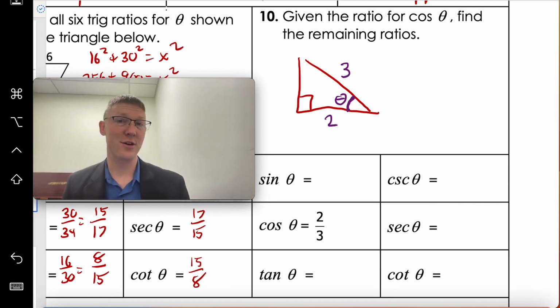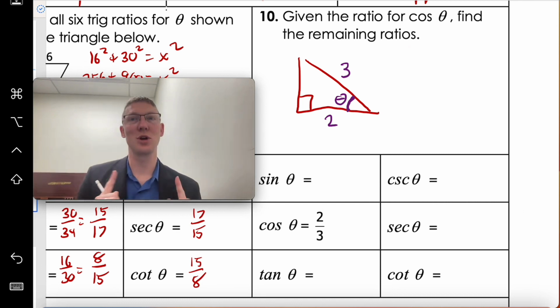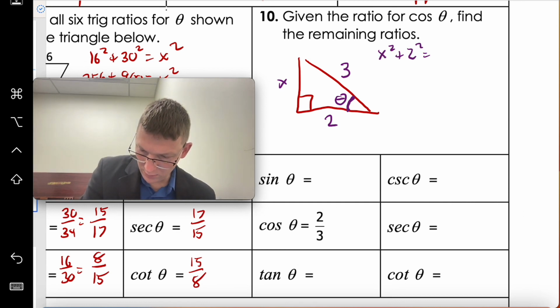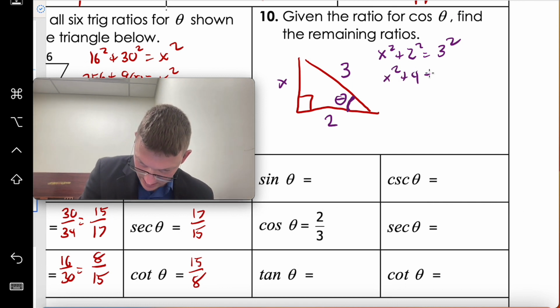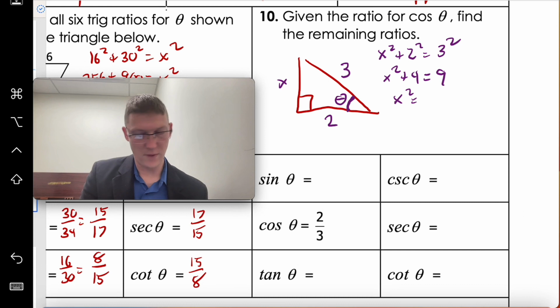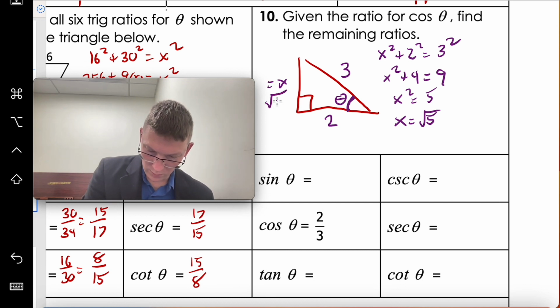So how do we find that third side? If you said Pythagorean theorem, you're right. So we can call this x. We're going to have x squared plus 2 squared equals 3 squared. These are numbers that I can handle, which is great. And then we're going to move the 4 over. X squared equals 5. Yeah, I knew that. So then x is just going to be square root of 5. So my x equals, we're going to put it underneath that, square root of 5.